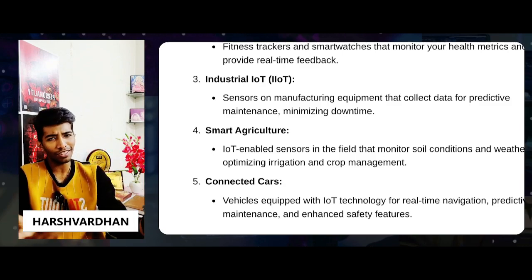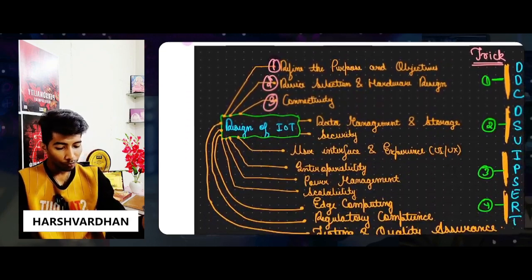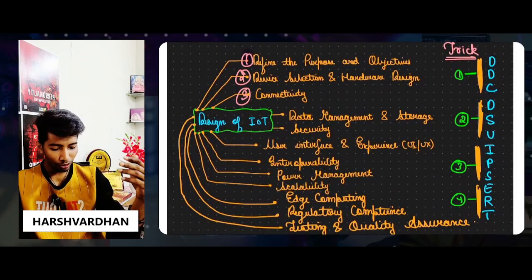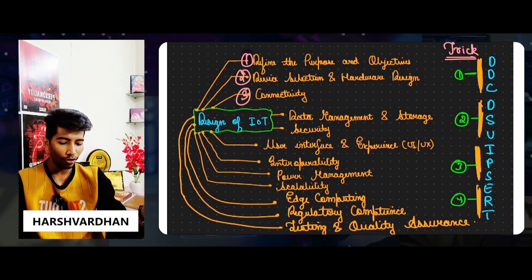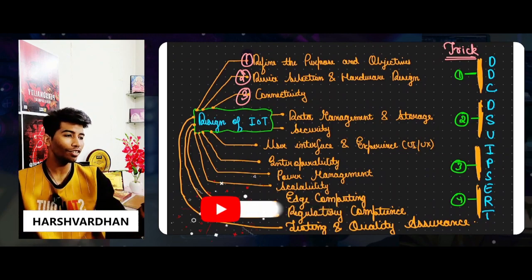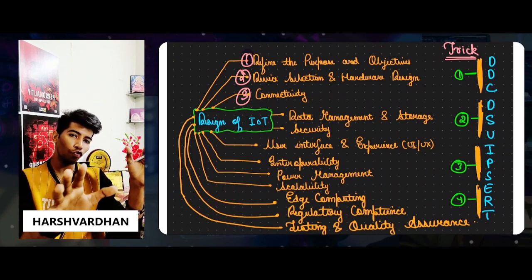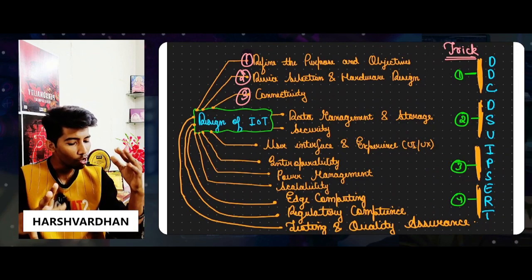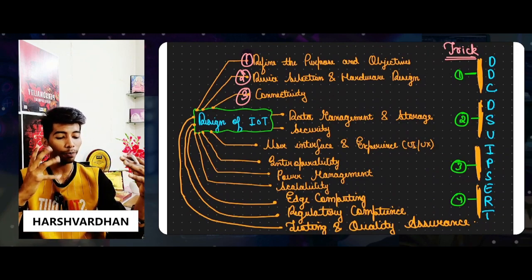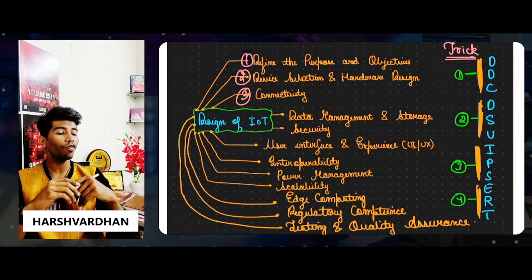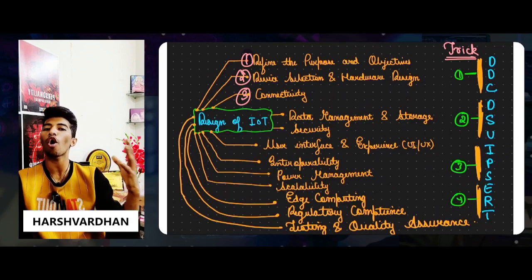Connected cars are there, smart agriculture we have already discussed. This is the major design of IoT, like how you will design an IoT based system. So this is the design part which is in front of you. Just take a quick look over it, like how the designing part goes. So first you have to define the purpose and objective. It's a very important thing. It's written here at the first. First you have to define your objectives.